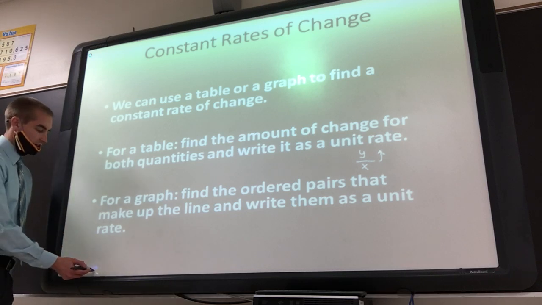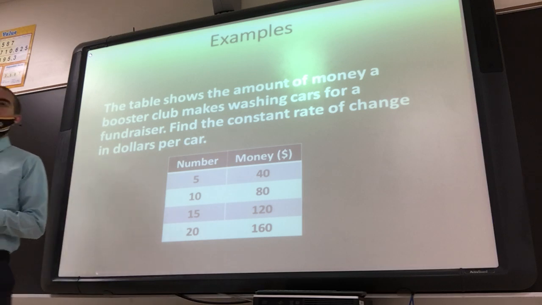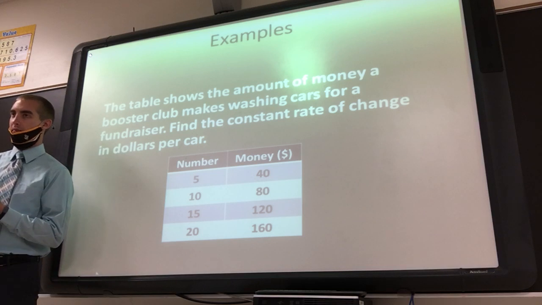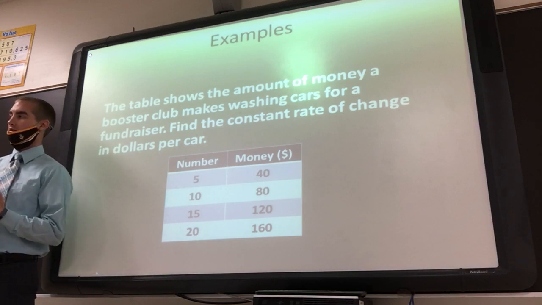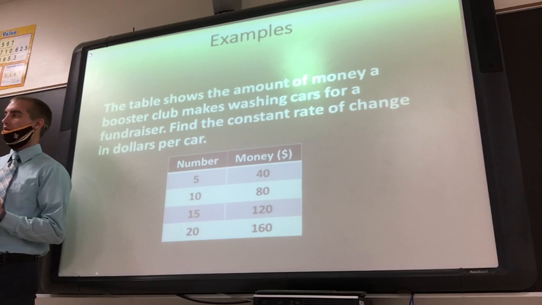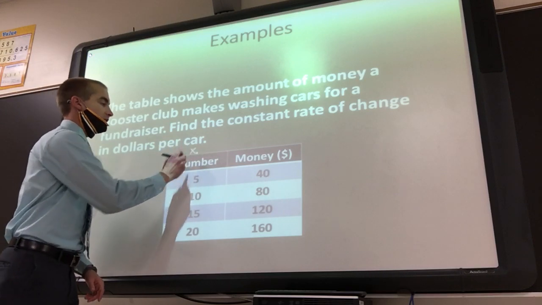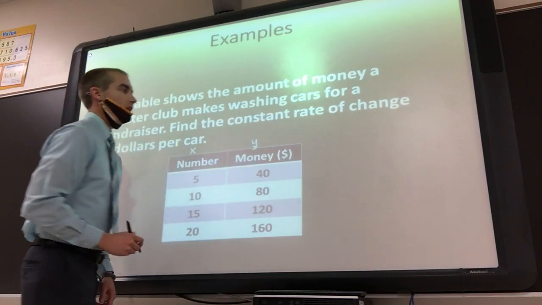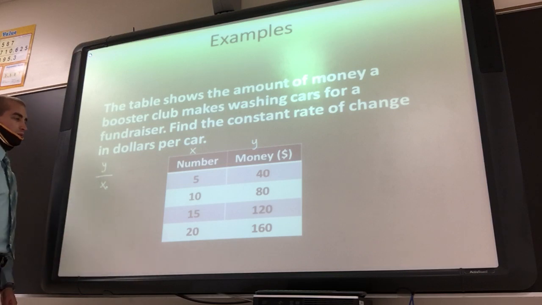Okay, so our first example here, we have a table that shows the amount of money and the number of cars. So we've got to find the constant rate of change. The first thing that I want to do is figure out what is x and what is y. So which one would be x? Which one can we change? The number, yeah. We can change the number. So write x above number, y above money. And remember that we are going to write this as y over x.